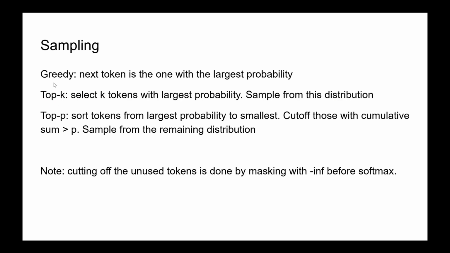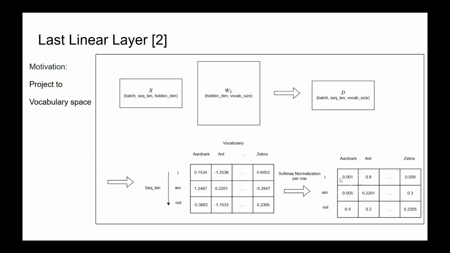So the first method is called greedy. The next token is the one with the largest probability. I believe that's the natural decision that we would have already made. So the largest probability that we're going to take is going to be M, right? And that's it. It's very deterministic and there is no randomness.